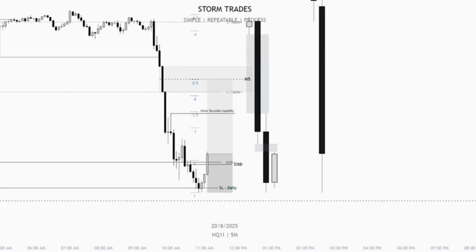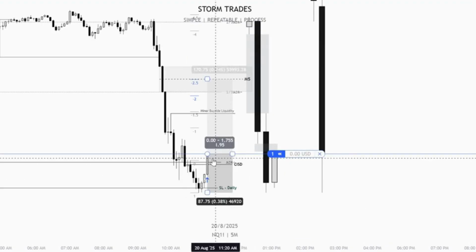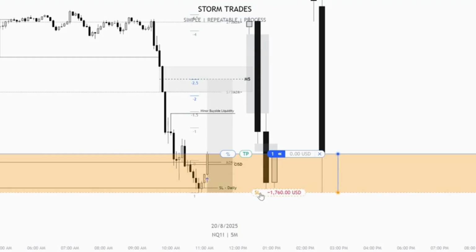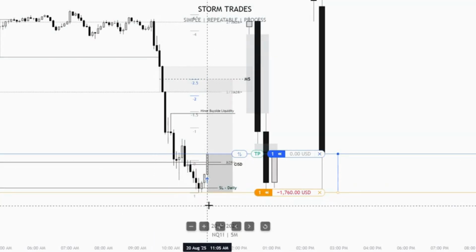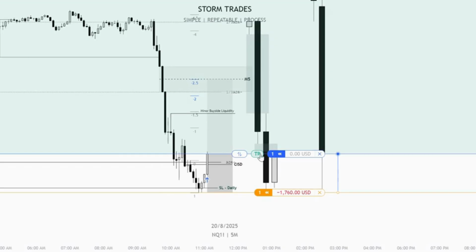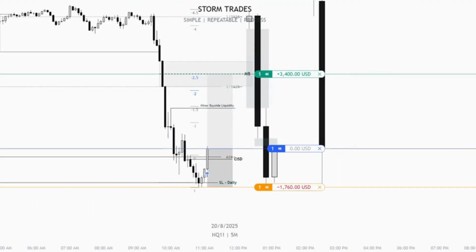So here I'm going to put a buy order, stop loss below the swing low. If this is going to be the low of the day, then I do not expect price to come back down here. Obviously, take profit up here at the midpoint of this unmitigated M5 fair value gap.